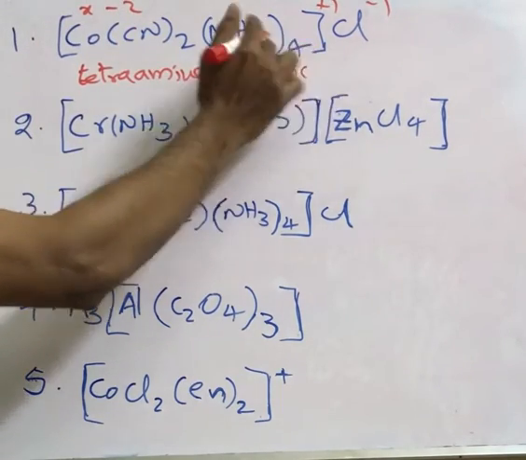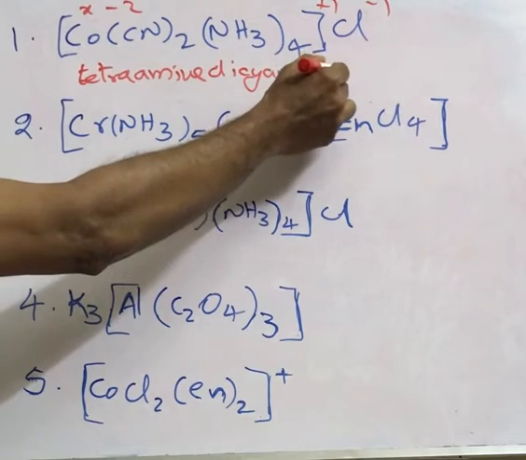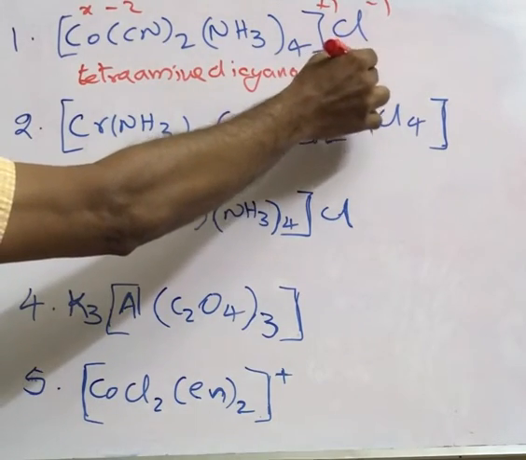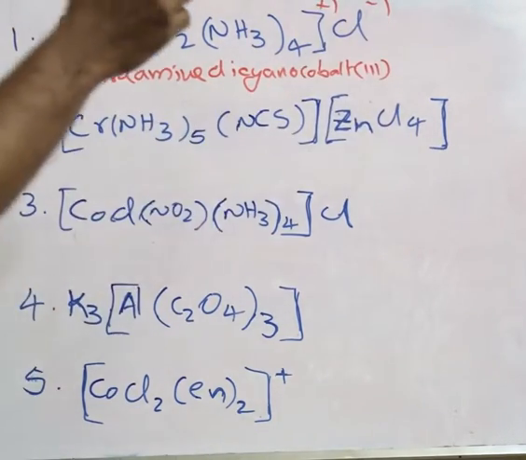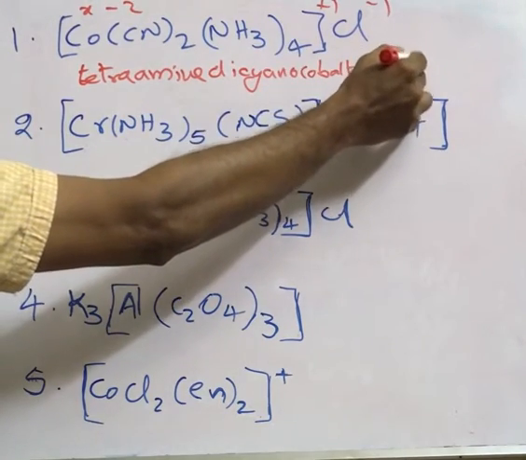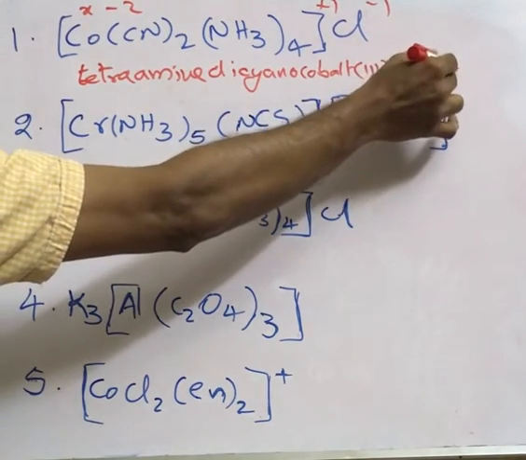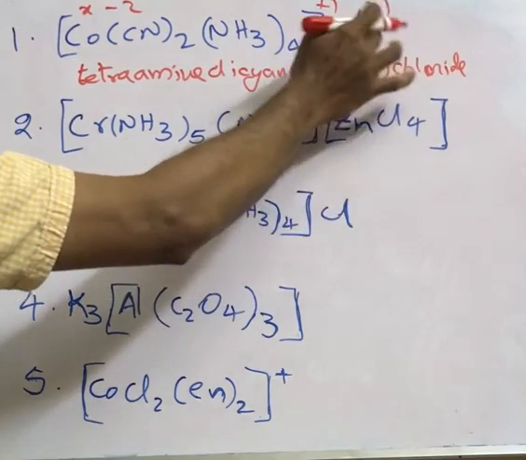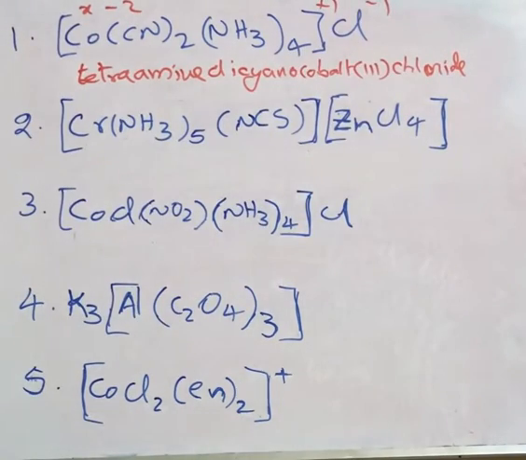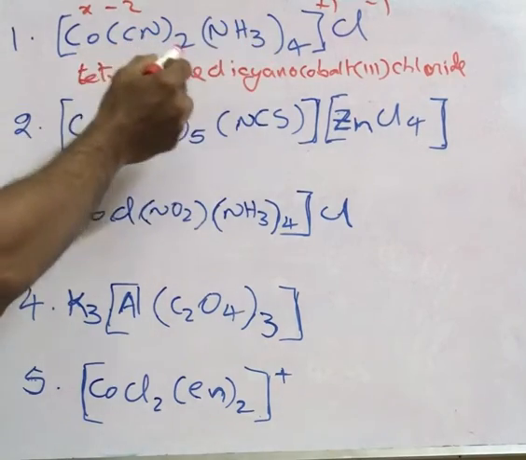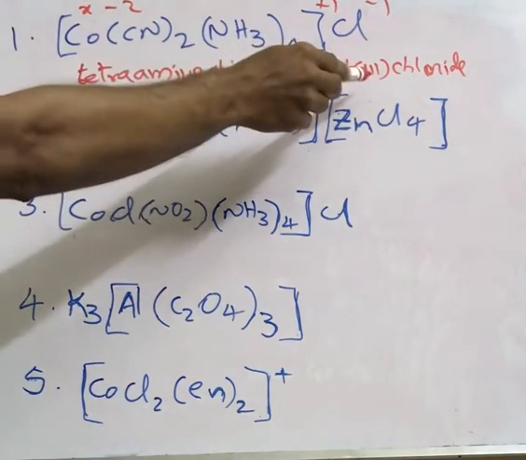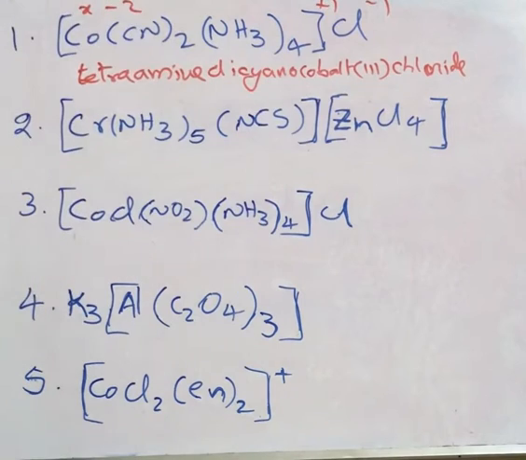Now you have to write the metal, cobalt, after the ligands, and 3, cobalt 3, then chloride. Whether there are 2, 3 or 4, because it is an anionic species, we simply write chloride. So tetraamine, dicyano, cobalt, oxidation state 3, then chloride. This is the way we can name the particular compound.